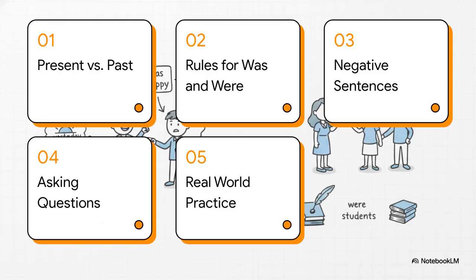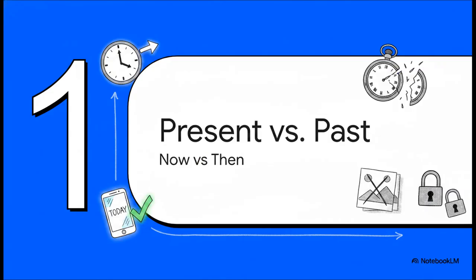Okay, here's our game plan for today. First, present versus past time. Second, the rules for was and were. Third, making sentences negative. Fourth, asking questions. And finally, some real-world practice. All right, section 1, present versus past time.